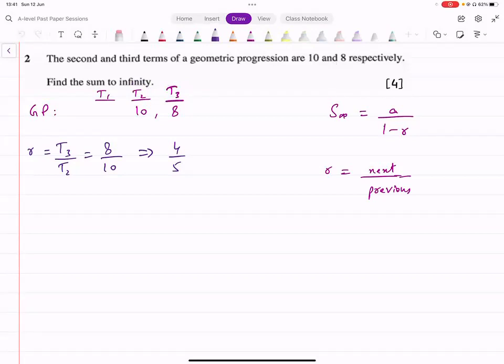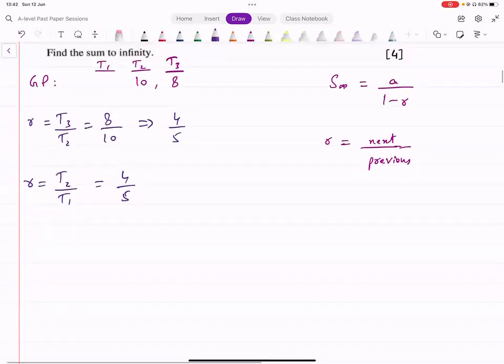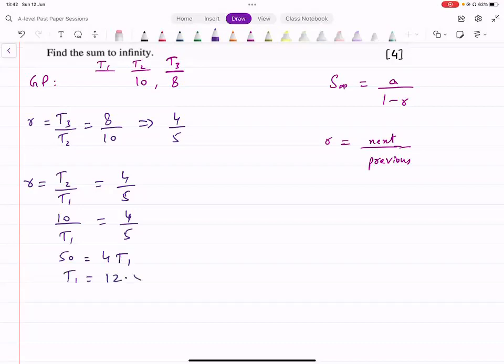You can say term 2 and term 1, that should also give you the ratio. But now we already have the ratio, and that is 4 over 5. Since we know term 2 is 10, and term 1 is T1, that's equal to 4 over 5. We can find the value of T1 from here. So what do we get? We just cross multiply. It gives us 50 equals 4T1, and term 1 turns out to be 12.5.